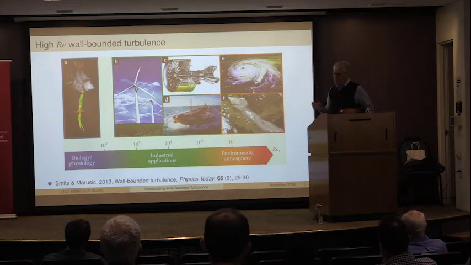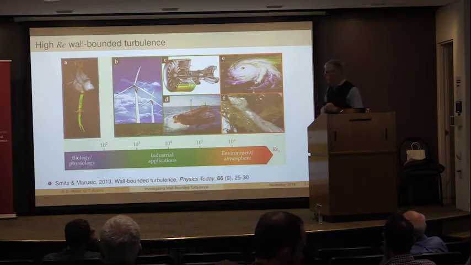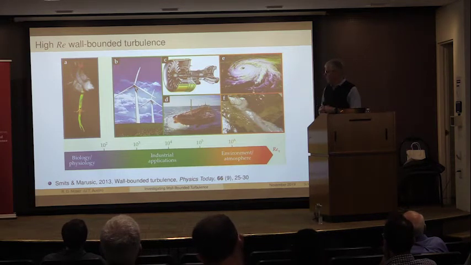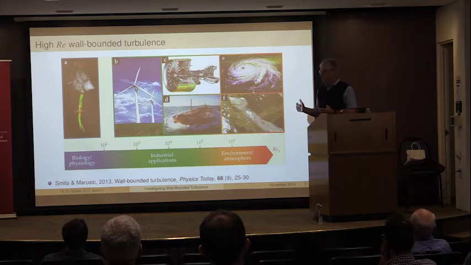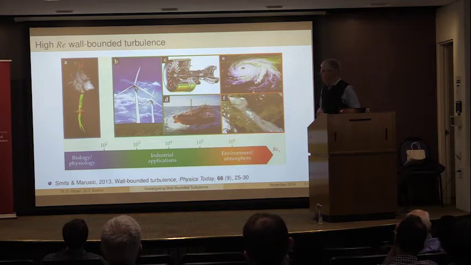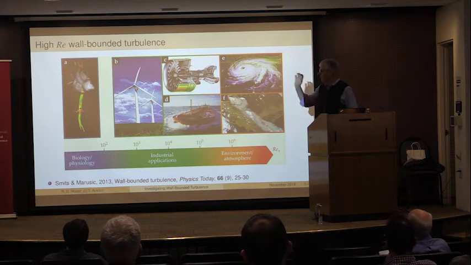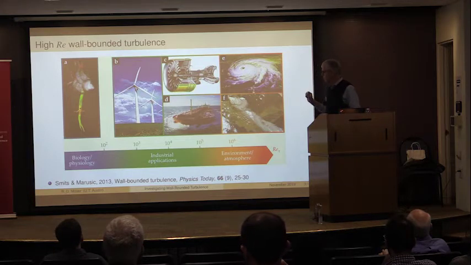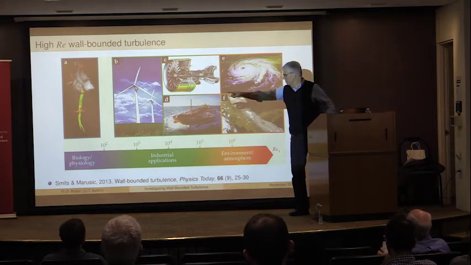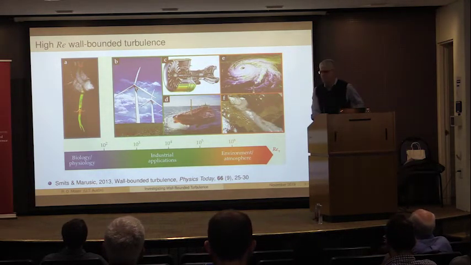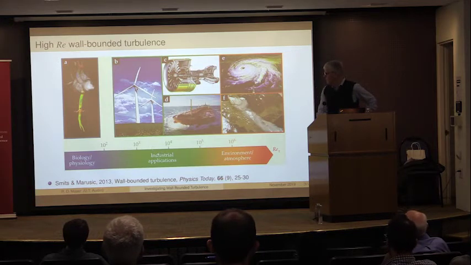So wall-bounded turbulence. Turbulence occurs in fluid flows all the time. Many of the technological and natural systems that we are concerned about involve turbulent flow, and they involve those flows interacting with solid surfaces. Going from left to right, we are increasing in Reynolds number. That means that we're making the viscosity less important and the inertial effects more important as we go from left to right. And when we get into this middle region, we're starting to get to the Reynolds numbers that are of industrial importance.